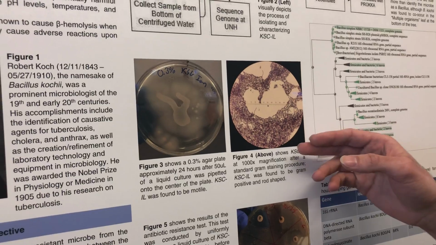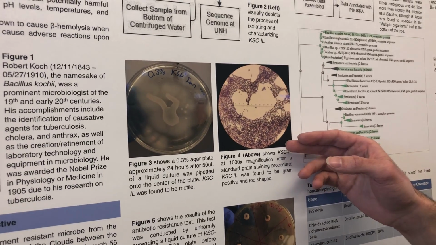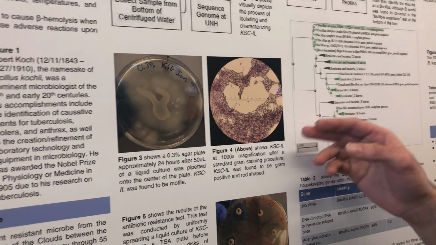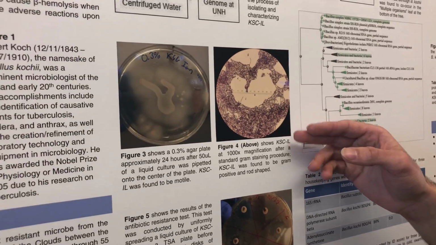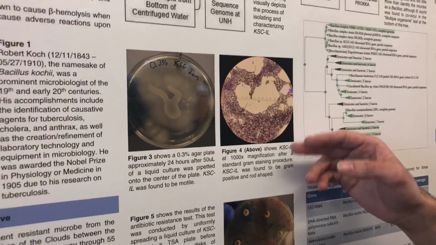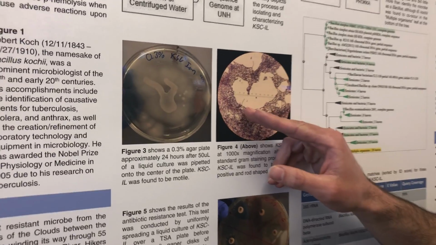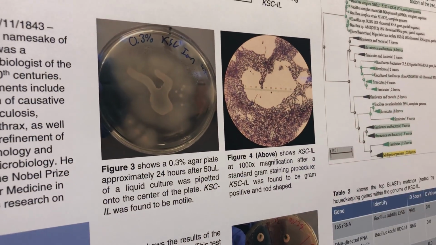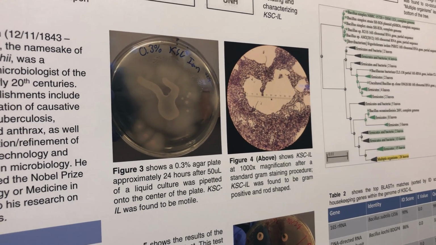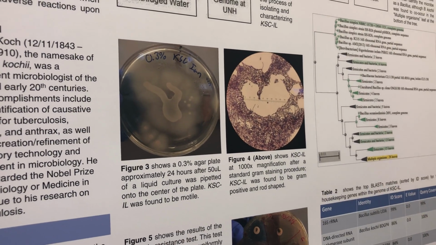I also performed a gram stain test with my microbe, and I found out that it is gram positive. This image is at 1,000 times magnification. It might be kind of hard to see, but each microbe is around maybe 3 to 10 micrometers in length. They are gram positive, they're rod shaped.